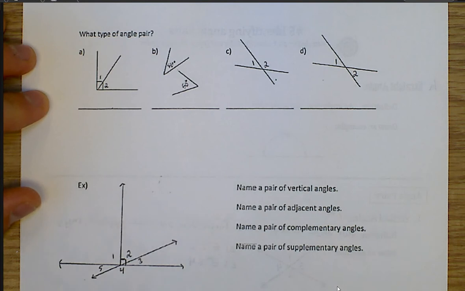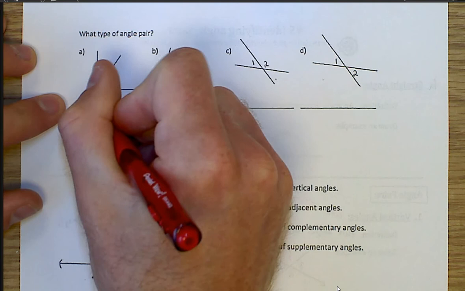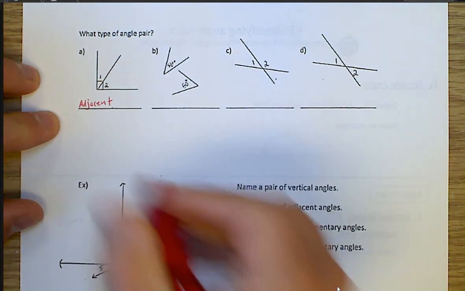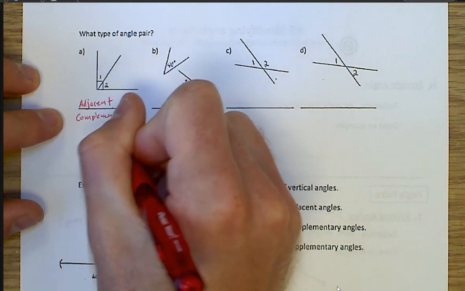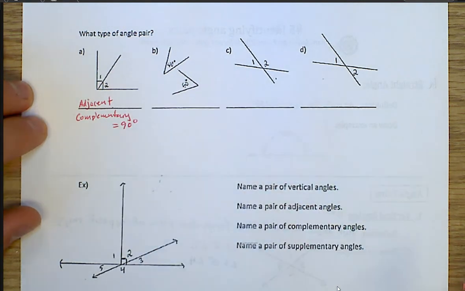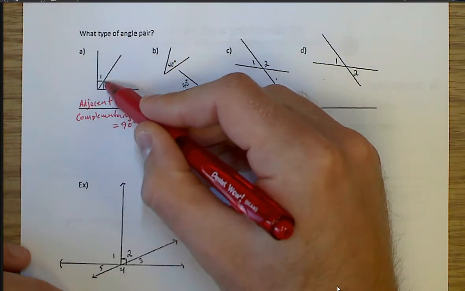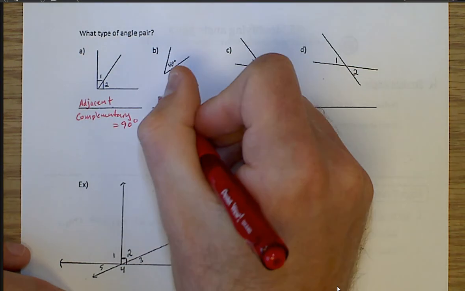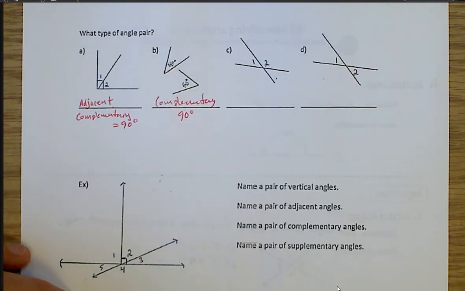All right, we're back. So what type of angle pair are 1 and 2? You could say that these are adjacent, right? They're next to each other. But more commonly, we would say that these are complementary, because they equal 90 degrees together, because you can see the 90-degree box. So both of these would work. I would probably go with complementary, but adjacent also works. They are adjacent. They share this ray right here, which makes them adjacent to each other. Okay. Next one here is also complementary because we know they equal 90 degrees, 40 plus 50.